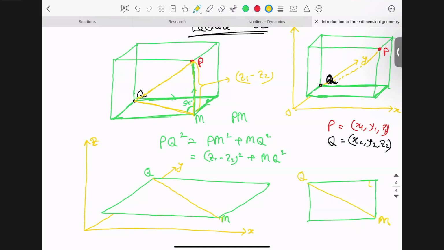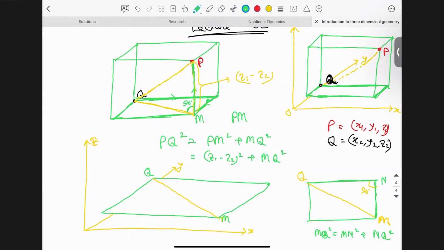Now this is again a right angle triangle. So it is enough to square this one, square this one, add them and take the square root. Clearly, if I name it MN, then MQ square is nothing but MN square plus NQ square, right? Because this is a right angle triangle.